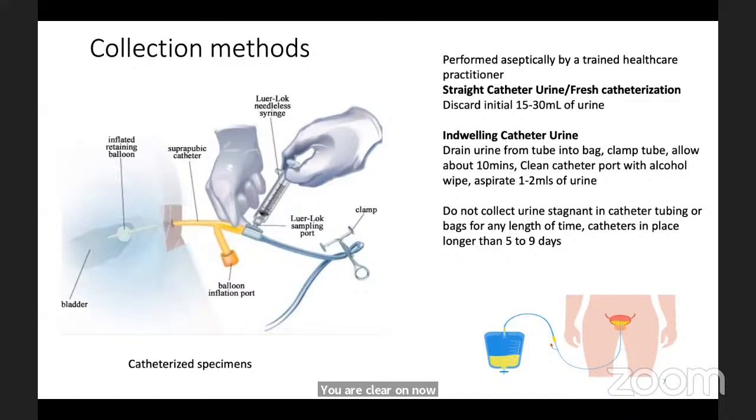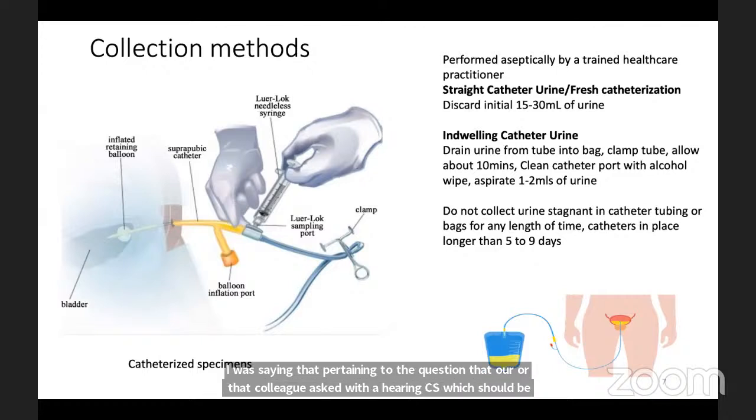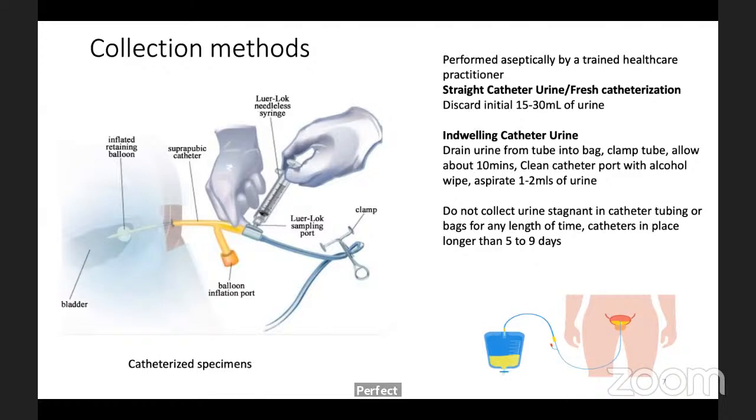So I was saying that pertaining to the question that our other colleague asked with the urine CS, probably the doctor needs the results faster. I was thinking that yesterday we treated something related to the culture media or the culture agar, where we came across the chromogenic media, which I think can also help since it gives a coloration to the organisms that is being expected, which can also fasten the results for the urine CS. That is my suggestion, though I stand to be corrected.